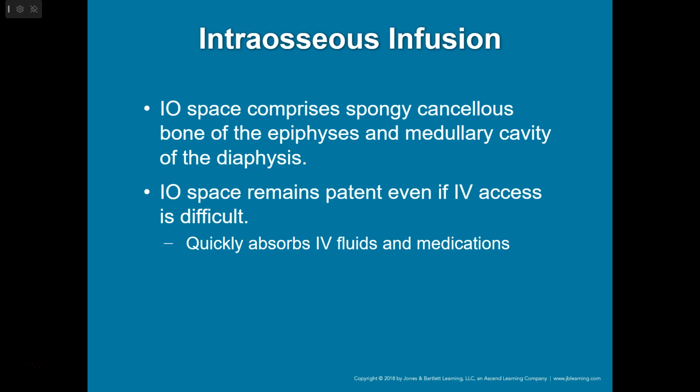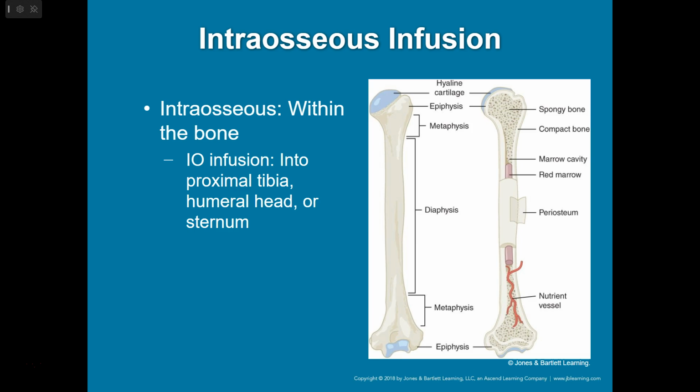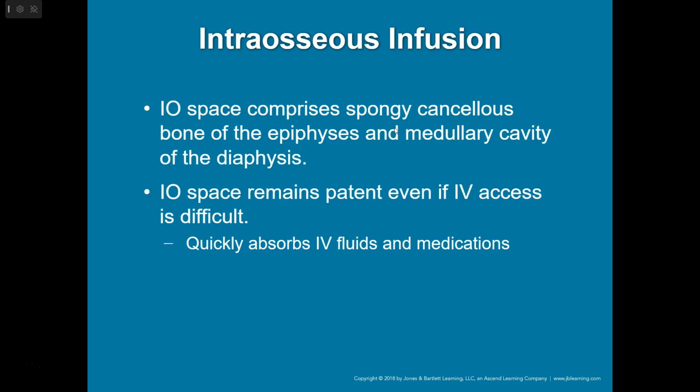IO space comprises spongy cancellous bone of the epiphysis and medullary cavity of the diaphysis. Sounds like a good test question. So again, right up in here. If you get down in here, it's really thin. It can be hard to hit, and it's not as good of a spongy area. This is your best bet right in there at each end of the bones.